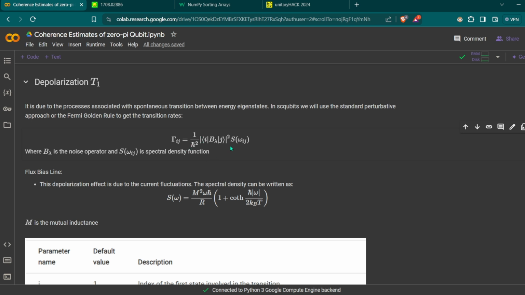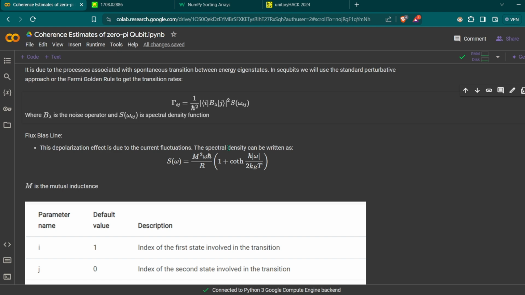And if we see clearly, this term, which is represented in terms of the mod, represents the expectation value for the noise operator, and while we multiply it with the spectral density over the reduced Planck's constant square, we are going to get the transition rates, as we have taken into consideration the Fermi golden rule expression.